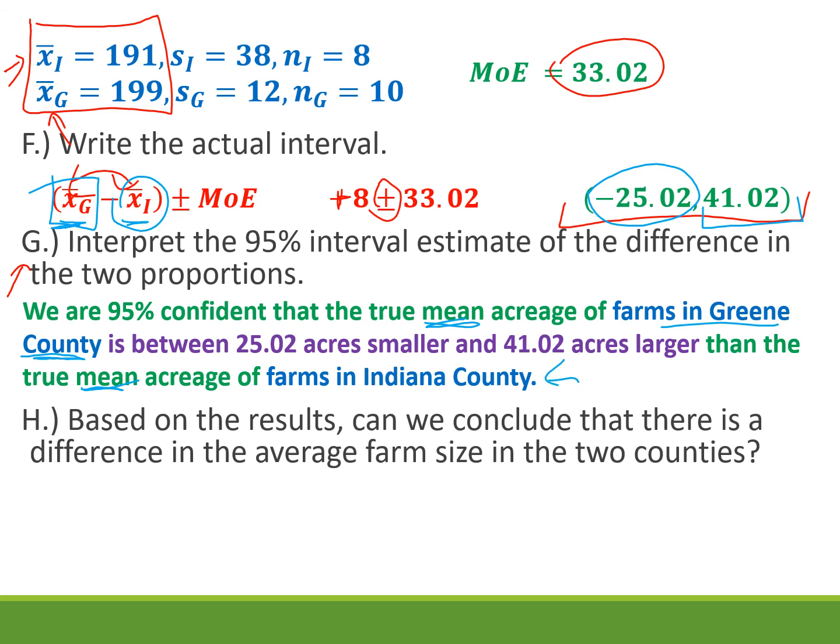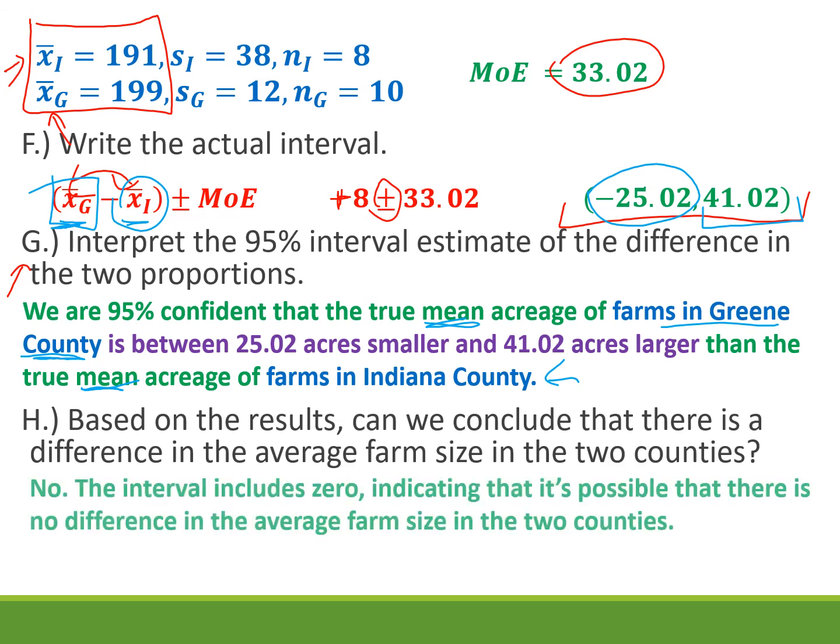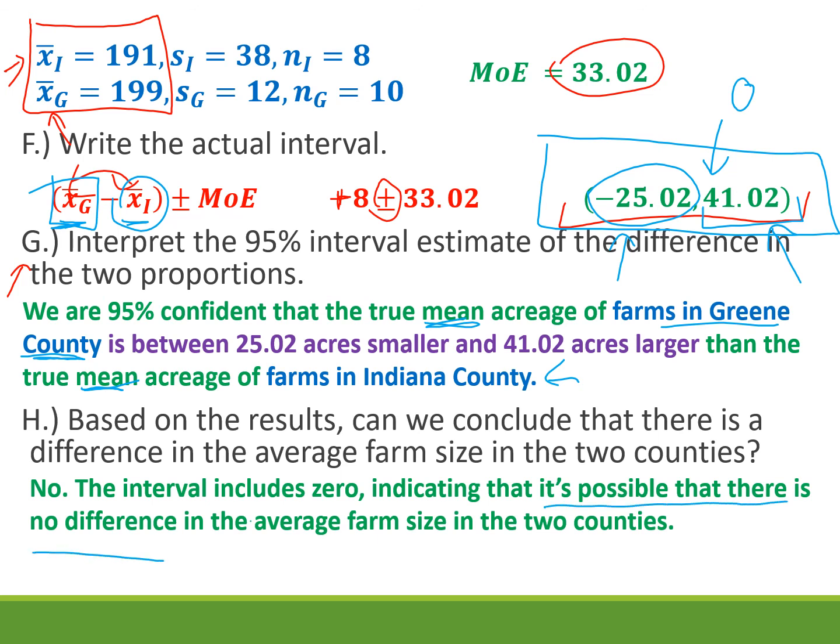Based on these results, can we conclude there's a difference in the average farm size in the two counties? No, we cannot, and the reason is that 0 is in between these two numbers. Remember, this whole interval is telling us what do we think the difference in the average farm sizes actually is, and we think it's somewhere between 25 acres smaller in Greene County all the way up to 41 acres larger. Since that interval includes 0, it's possible that there's no difference in the average farm size across these two counties.